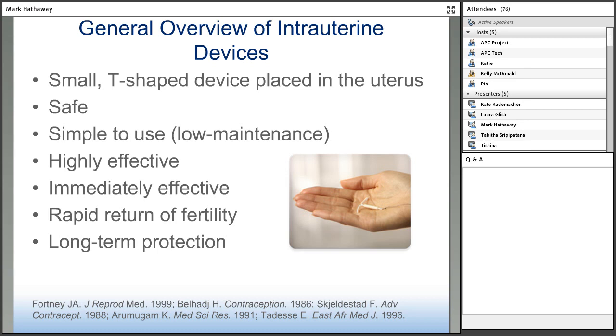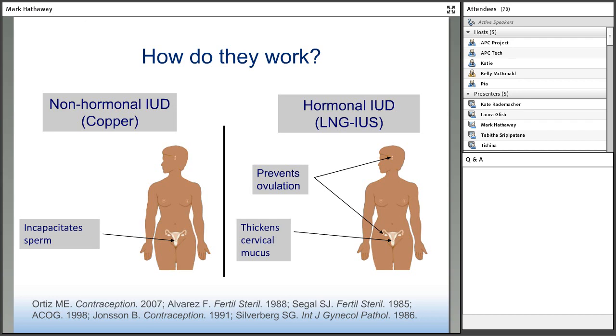Indeed, the effectiveness is almost immediate. Once placed in the uterus, they provide very quick and immediate protection from pregnancy. They also have a rapid return to fertility, or they're very quickly reversible. Once removed from the body, a woman returns to her previous fertility very rapidly. And they provide long-term protection from pregnancy.